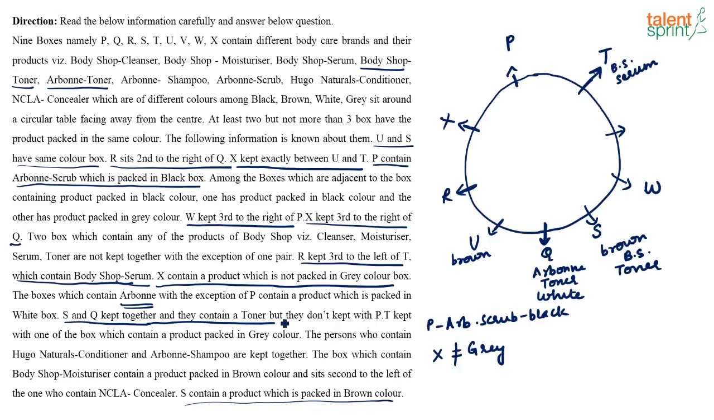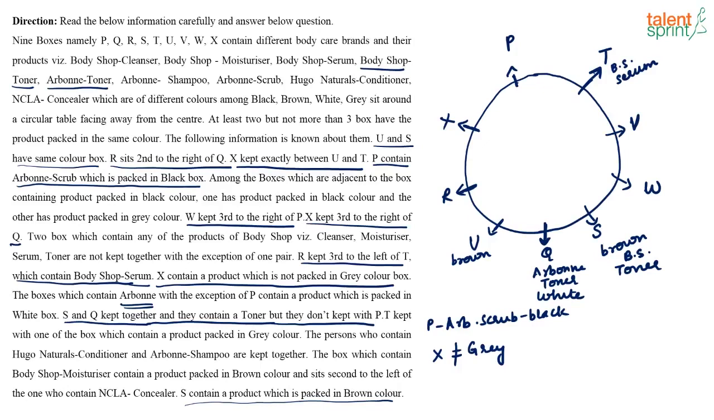Now S and Q are kept together and they contain a toner, but they are not kept with P. So that is also correct. Now only one place left here, so this has to be V. So now we have placed all the boxes according to their name. Now we just have to fill in the colors and what is contained in each of the boxes.